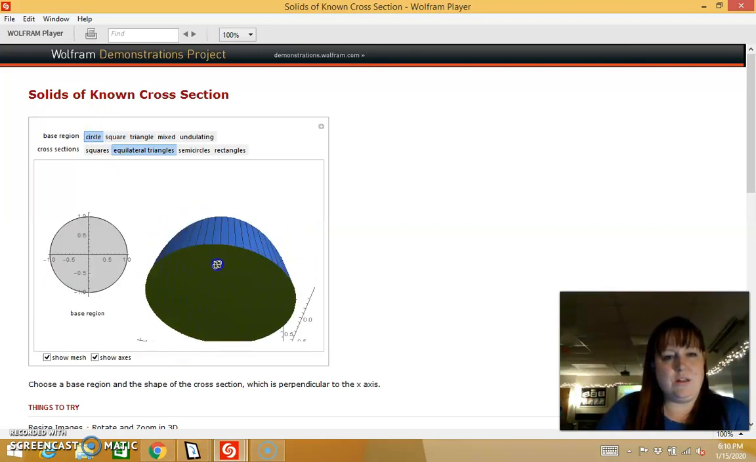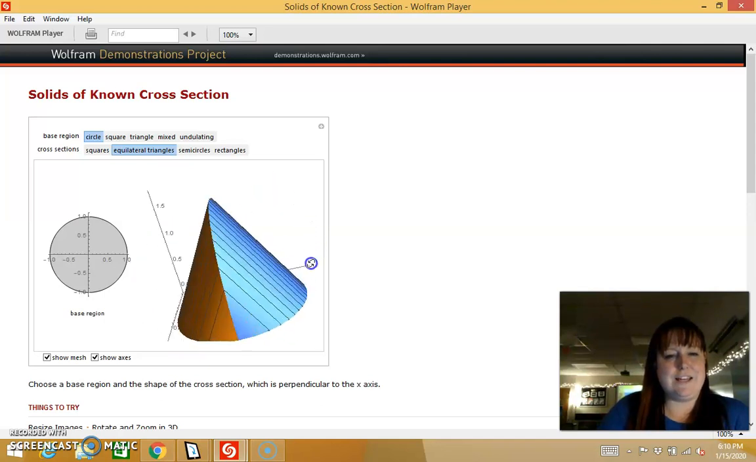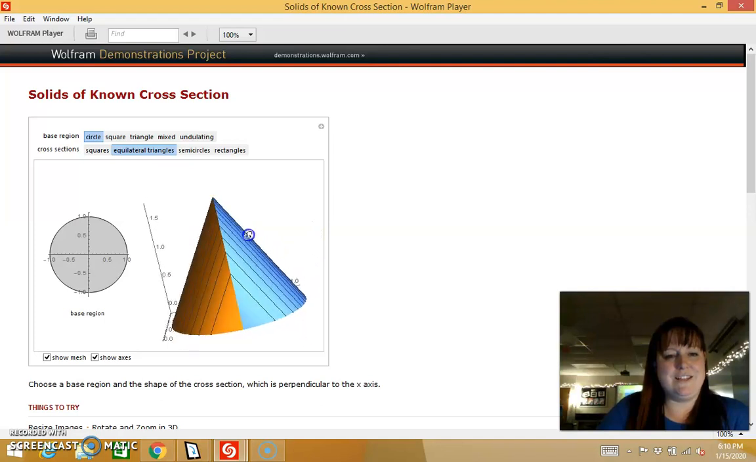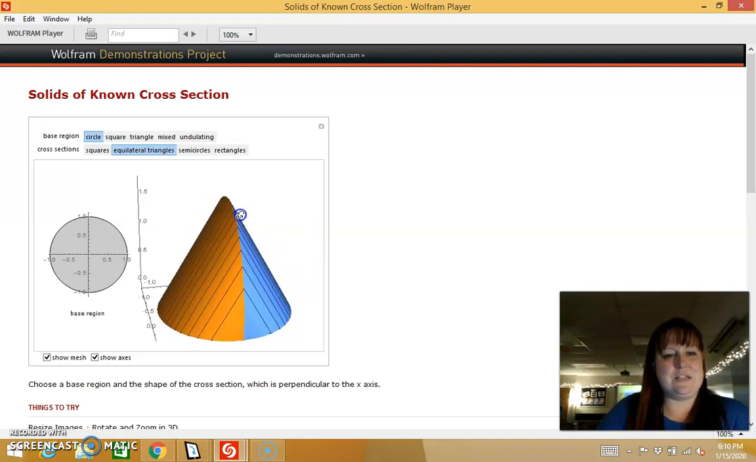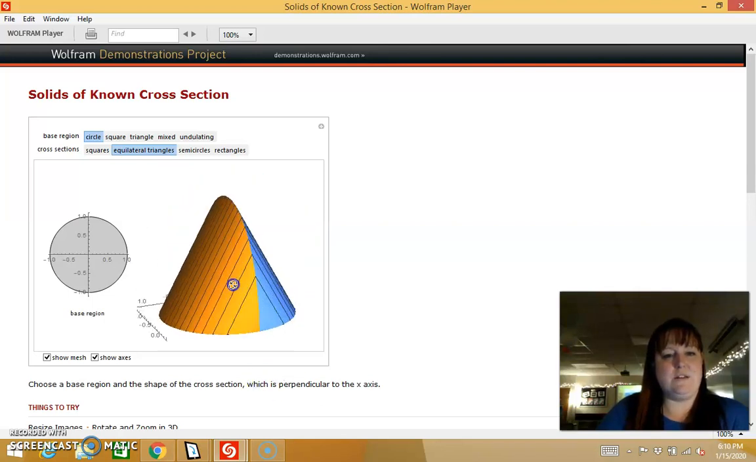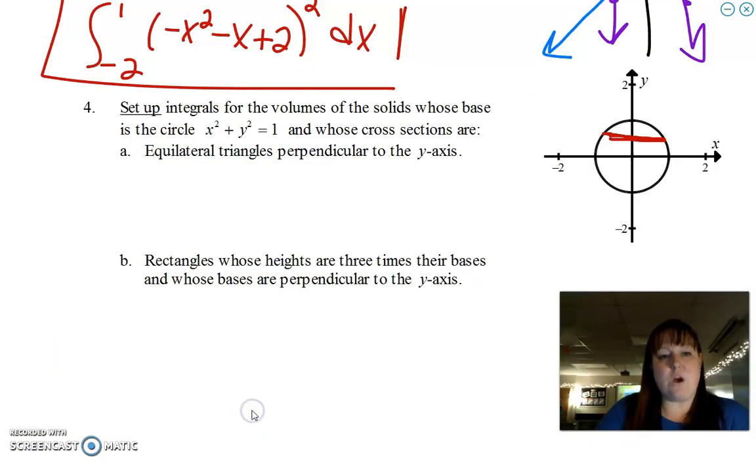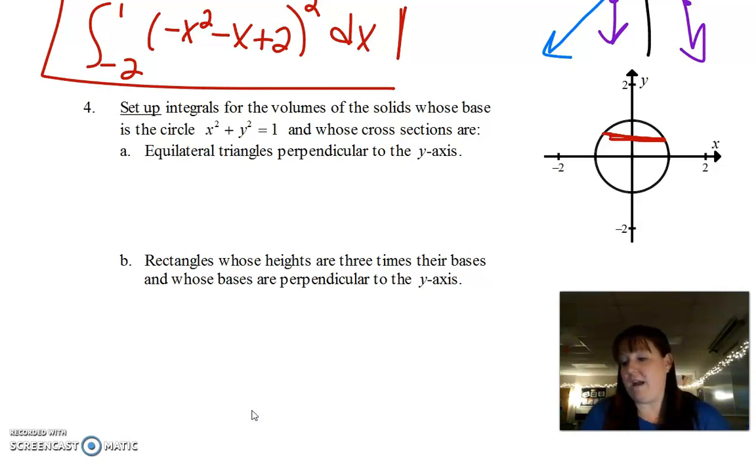So this is what we're doing here. Isn't that crazy looking? If you can imagine, I know this is taking up all this time, but look at that. There's our triangles, and they're set. There's our circle, and we set triangles on top of it, and we're trying to find the volume of that solid. They're perpendicular to the y-axis, which means we're going to integrate with respect to y.